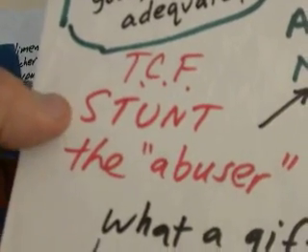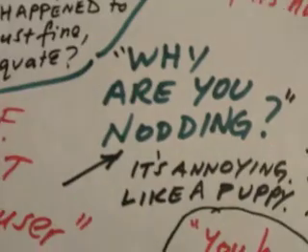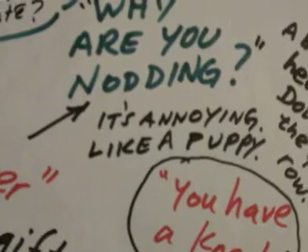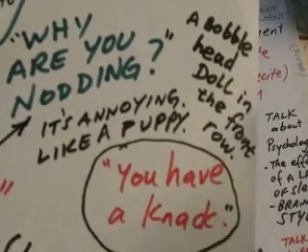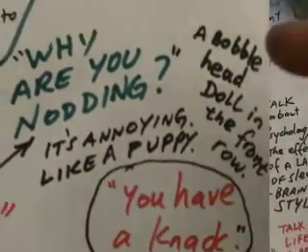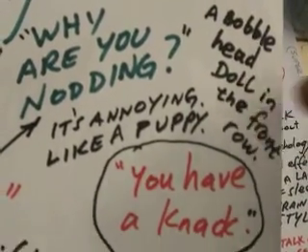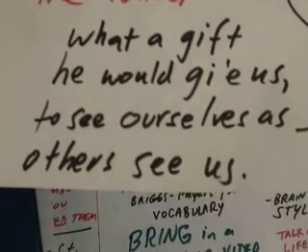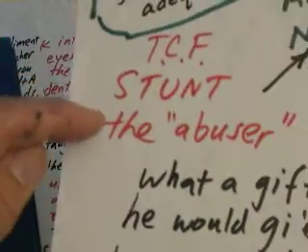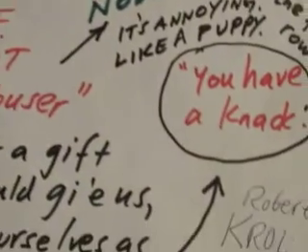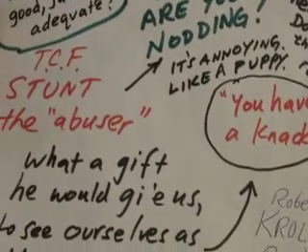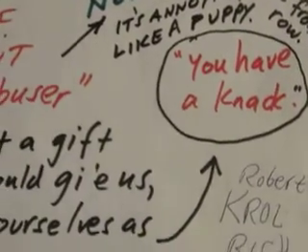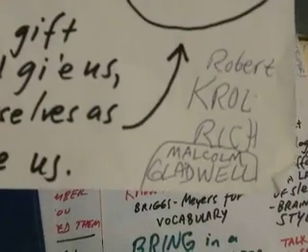Now, Mr. Stunt, he really abused me. He said, why are you nodding? It's annoying. You look like a puppy. Well, he's setting a standard. I was like a bobblehead doll in the front row. That's the way I was. But what a gift he would give us to see ourselves as others see us. And so it's a good thing to give feedback to students. I thought he was abusive, but really he was giving me a gift. He was basically saying, you have a knack for observing, so use it properly.